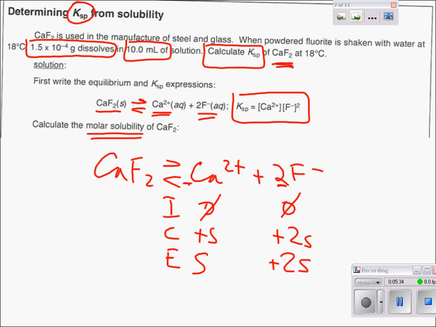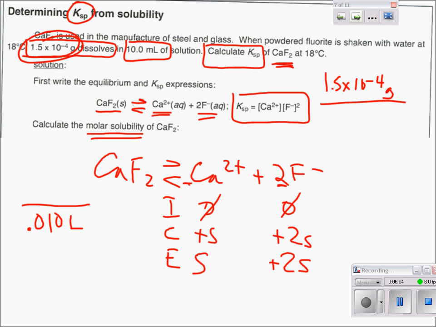When we go to find our values for molarity, we take the 10 milliliters, that's going to go on the bottom of the molarity equation, so I'm going to put 0.010 liters, changing 10 milliliters into liters. And then I have to take the 1.5 times 10 to the negative 4th grams of the compound and change it to moles. So I'm going to write 1.5 times 10 to the negative 4th, and that's grams. So how do I change it into moles? I divide by the molar mass.